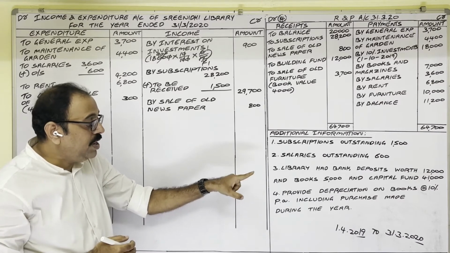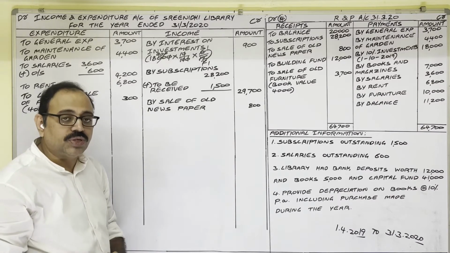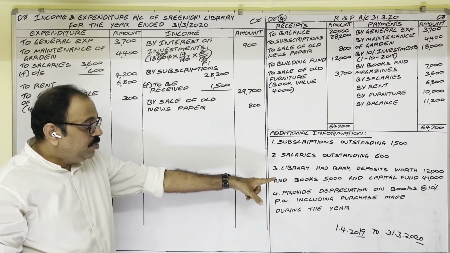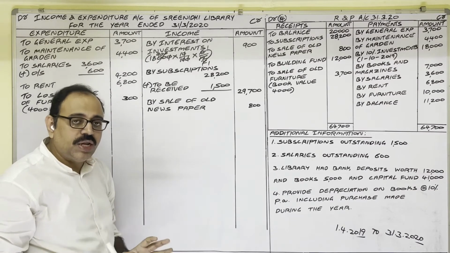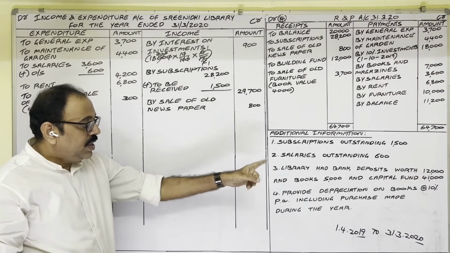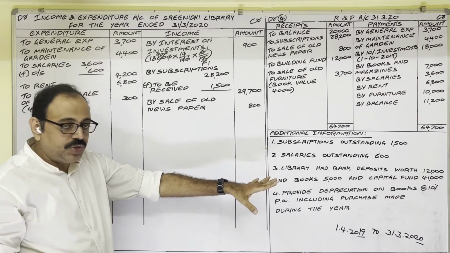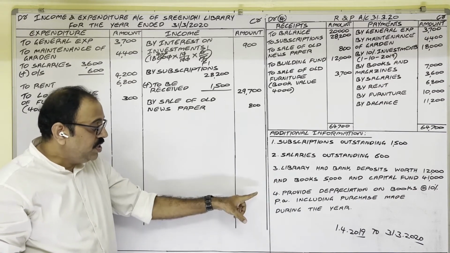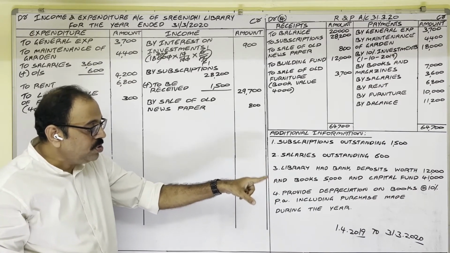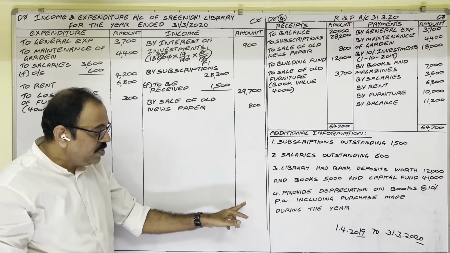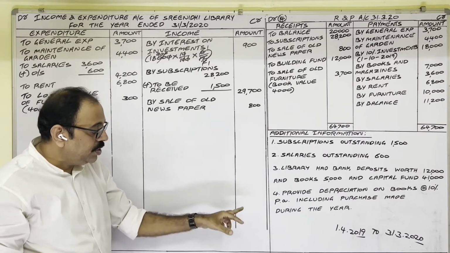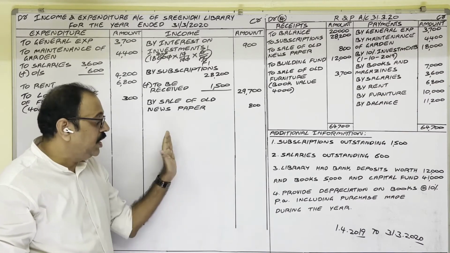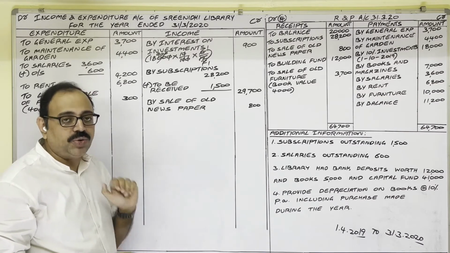Third one, library had bank deposits worth 12,000. This is an asset in balance sheet, not here. And books 5,000. This is also an asset, balance sheet item. Capital fund under liability side we have to show. So third point you need not show here. Fourth one, provide depreciation on books at the rate of 10% per annum, including purchase made during the year. So depreciation on books in income and expenditure account, debit side we have to show.